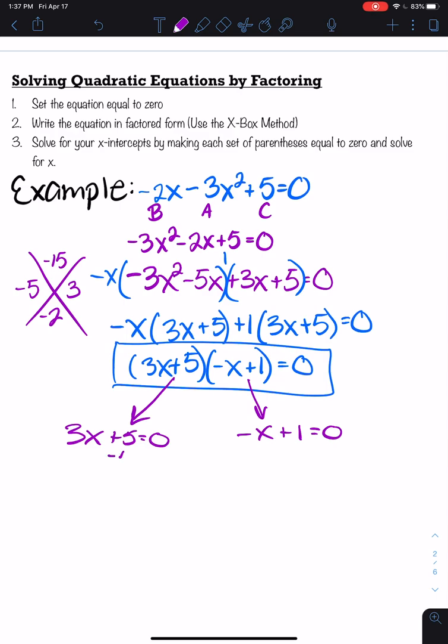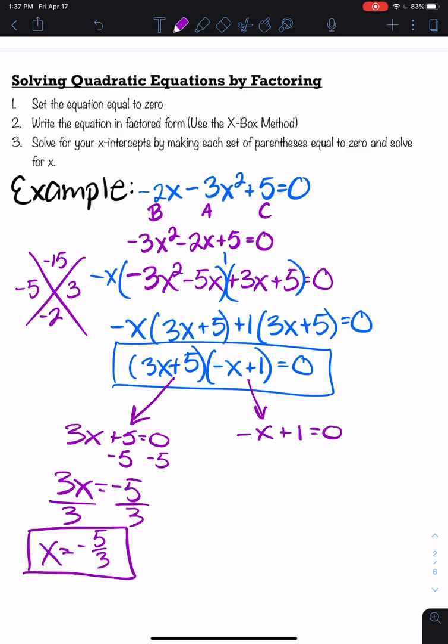So in this first example, I would subtract 5 from both sides. So I have 3x equals negative 5, divide by 3. So x equals negative 5/3. And you can leave it like that. You can leave it as an improper fraction. Over in this next example, I would subtract 1 from both sides. So I have negative x equals negative 1. But I never want a negative x as my solution, so I can either multiply or divide both sides by negative 1 to cancel out that negative. So this would be x equals positive 1. So those are my two solutions for this quadratic equation.